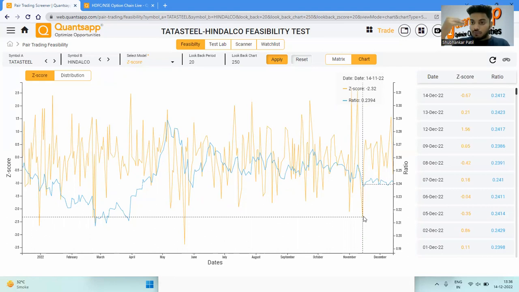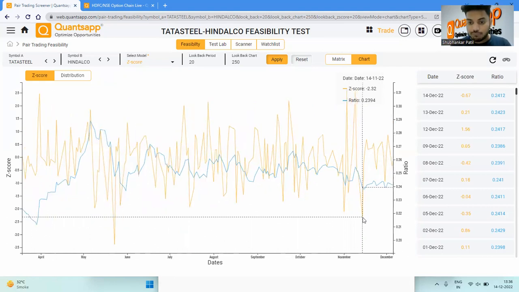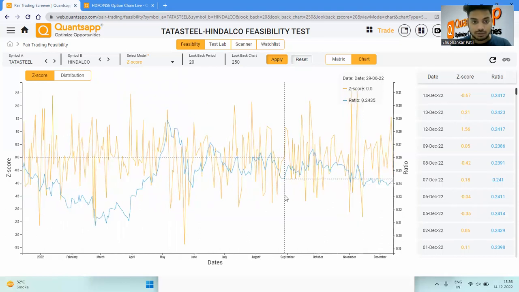That is the time where you will buy this pair. So typically where we will buy is at minus 2.3 standard deviation. That is where we will try to buy this pair. That means we will buy Tata Steel and sell Hindalco. And on the upside, 2.2 standard deviation is where you will try to go ahead and sell the pair.